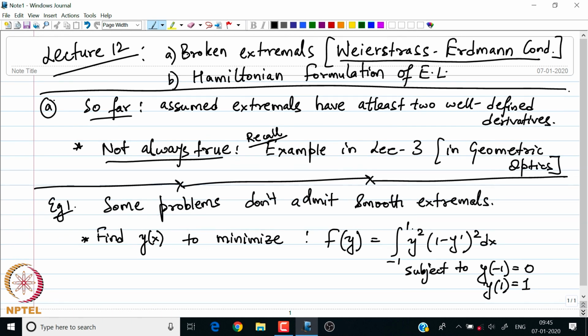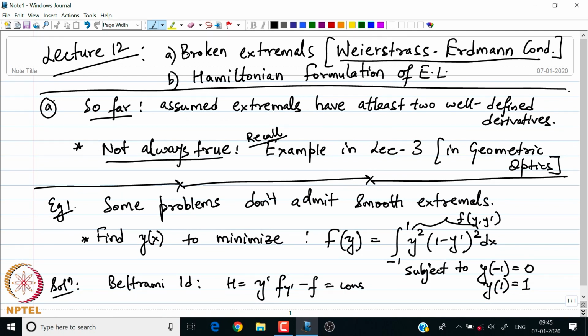For this integrand f, it is purely a function of y and y prime, and there is no explicit dependence on x. So to find the solution, we can directly use our Beltrami identity, saying that H, which is y prime f sub y prime minus f, is a constant. When we plug in the value of f, we get the following expression: y squared times (1 minus y prime squared) is equal to C1, which is our constant.